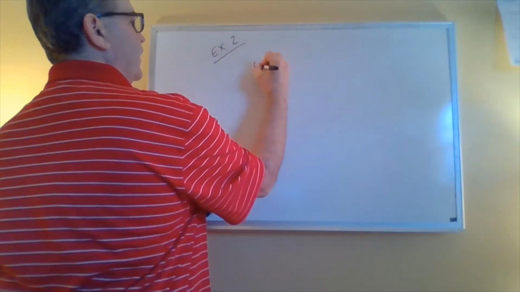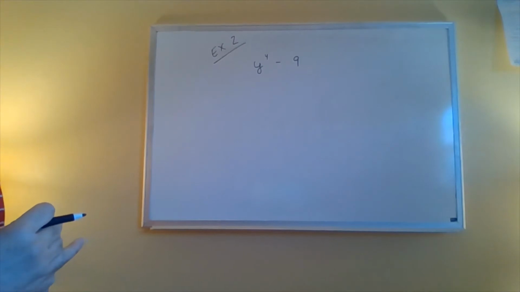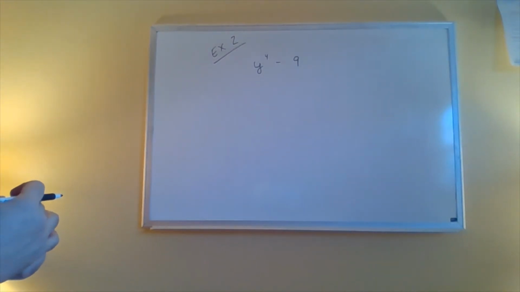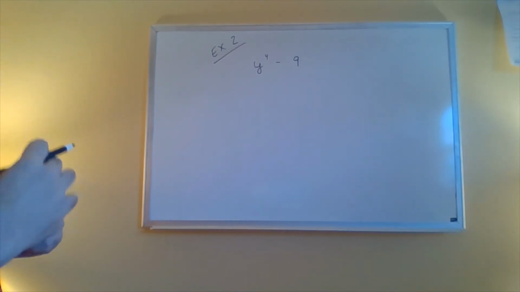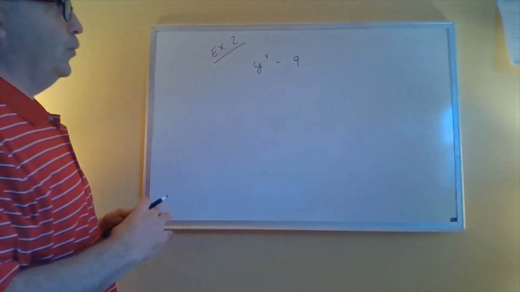Example 2, what if we had y to the 4th minus 9? Okay, I'll pause the video for a second and try to figure this out first. I'll give you a few seconds, and then try it yourself, and then hit play to continue. Let's see what you get. Okay, hopefully you took a second to work that out.